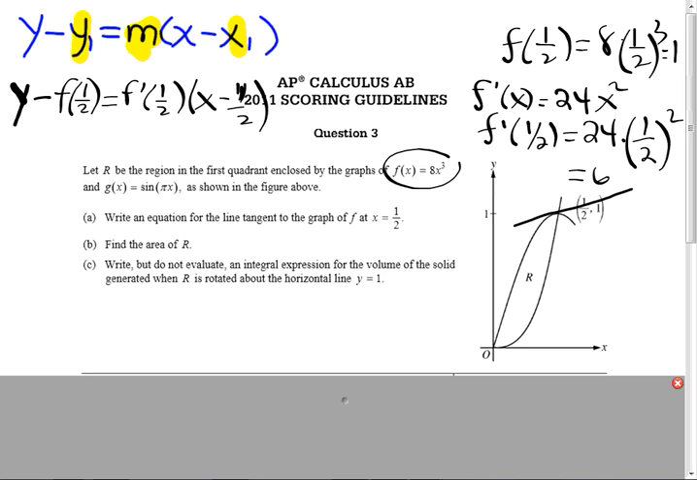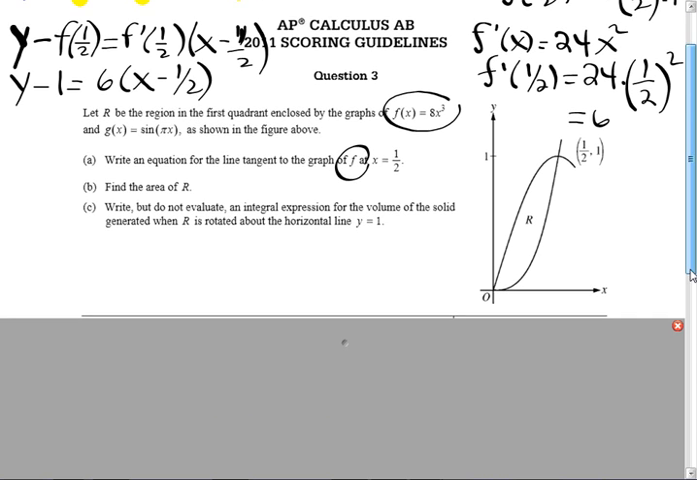It says just f. So it's y minus 1 equals 6 times x minus 1/2. What's true about the slope at that corner? Are they the same? No. Even though they're at the same point, the slope at this corner is not the same. So I want the tangent line there.